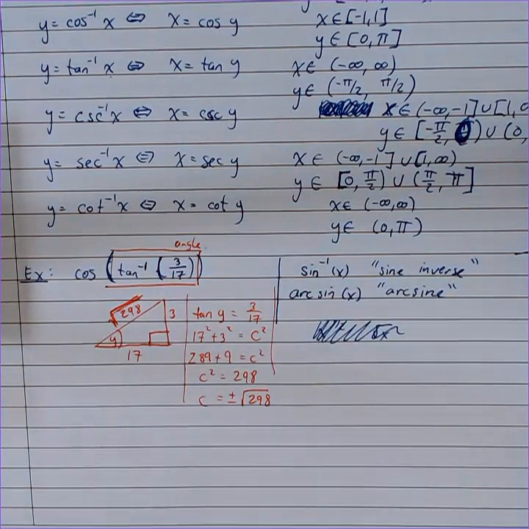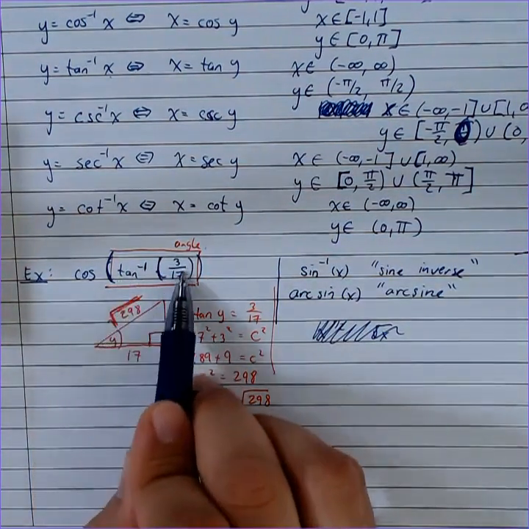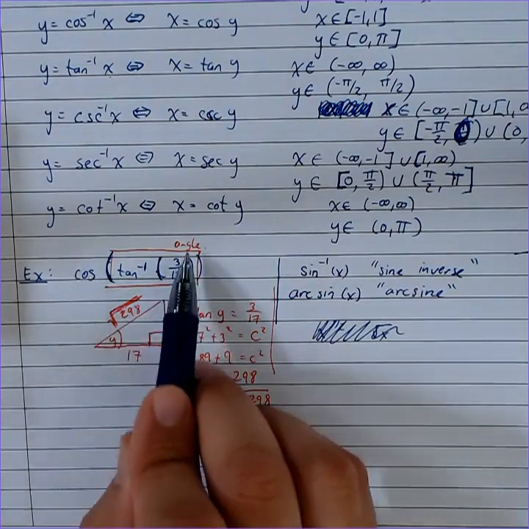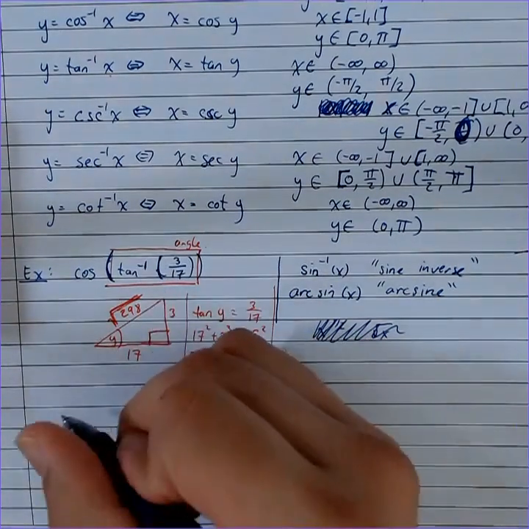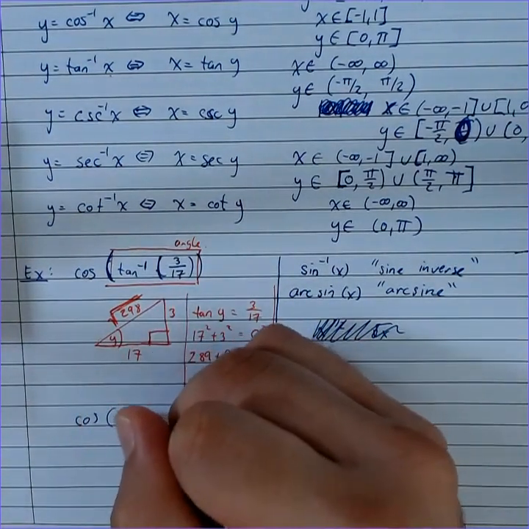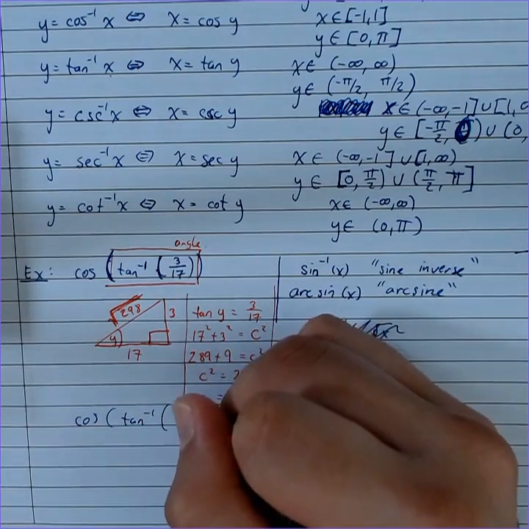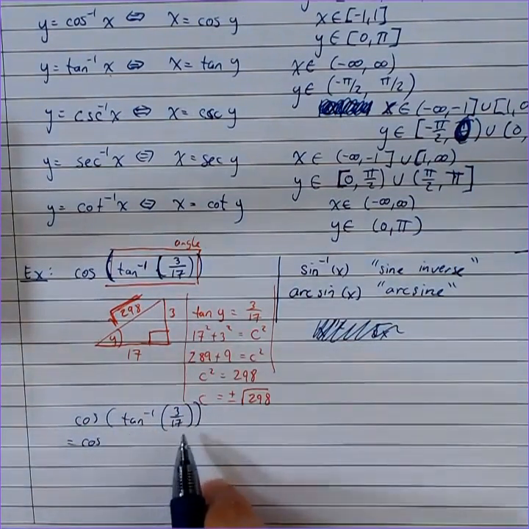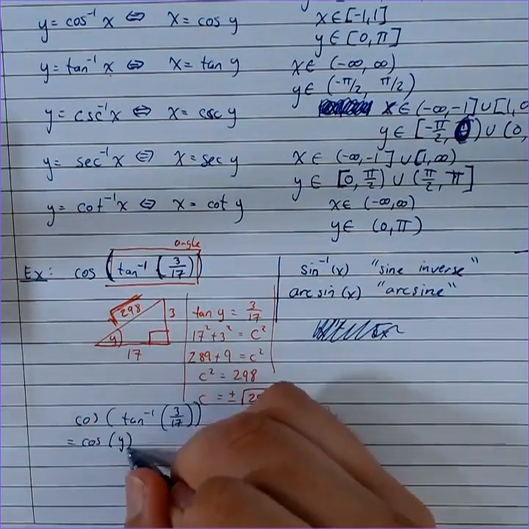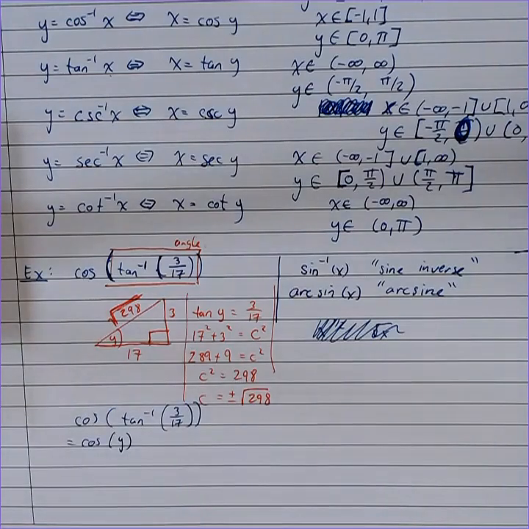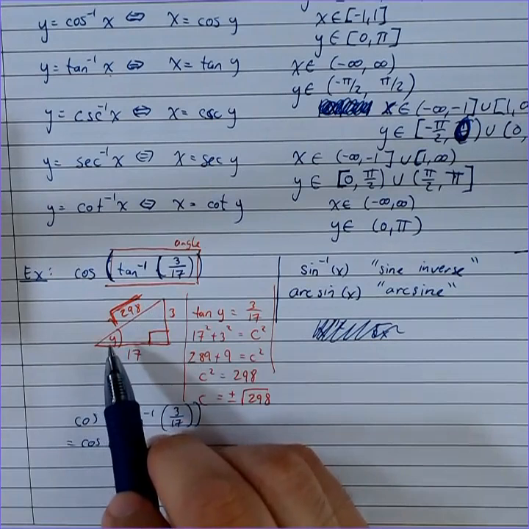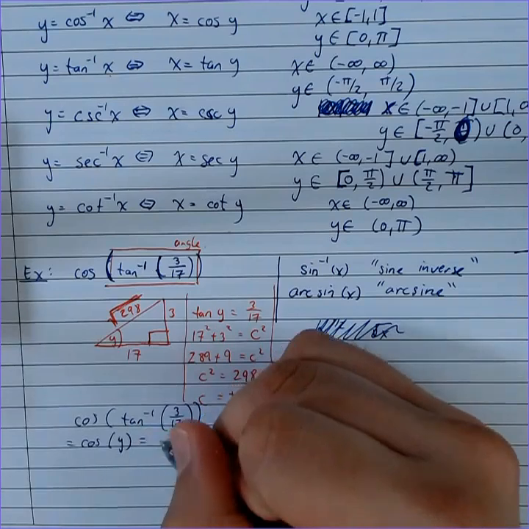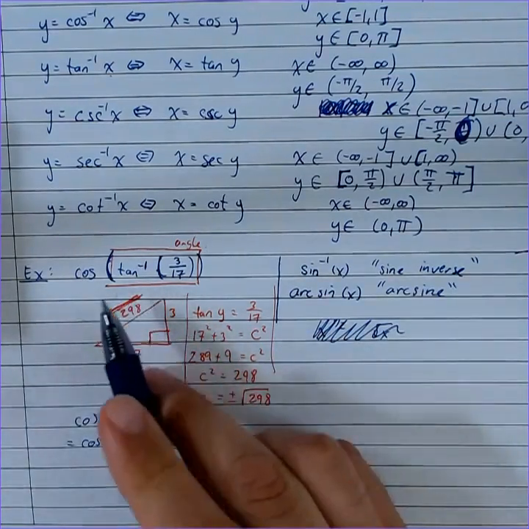Just like that. So now, when I say I want the cosine of the inverse tangent of 3/17, I'm just saying I want the cosine of the angle, that angle being y. So the cosine of the inverse tangent of 3/17 is equal to the cosine of, this whole thing is just that angle y. Oh, but now I know how to find the cosine of an angle y if it's inside of a right triangle. The cosine of the angle y is the length of the side adjacent to it divided by the length of the hypotenuse.